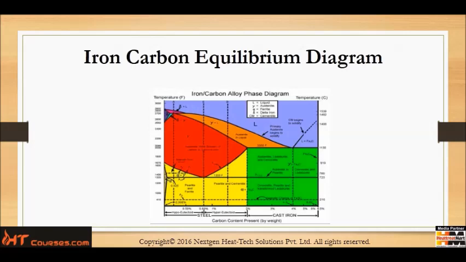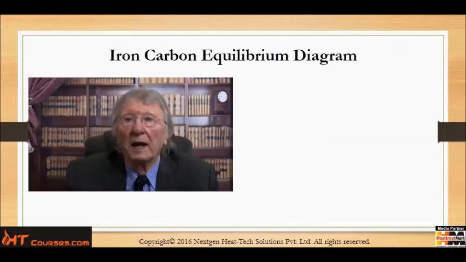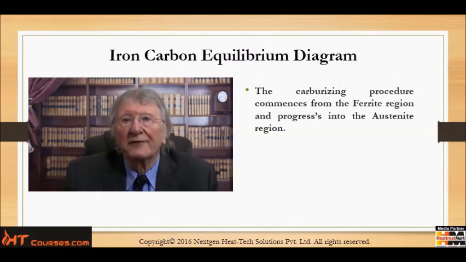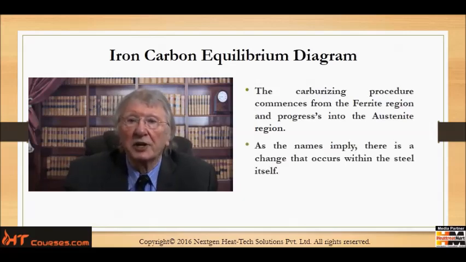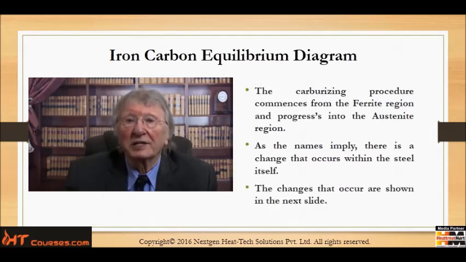which has a different grain phase condition of face-centered cubic, as opposed to in the yellow condition it has a body-centered cubic. Each one has a different volumetric size. The carburizing procedure commences from the ferrite region and progresses into the austenite region. As the names imply, there is a change that occurs within the steel itself, and the changes are shown in the next slide. Ferrite.